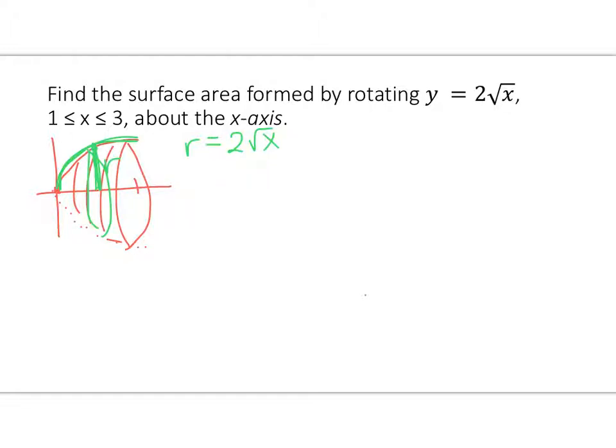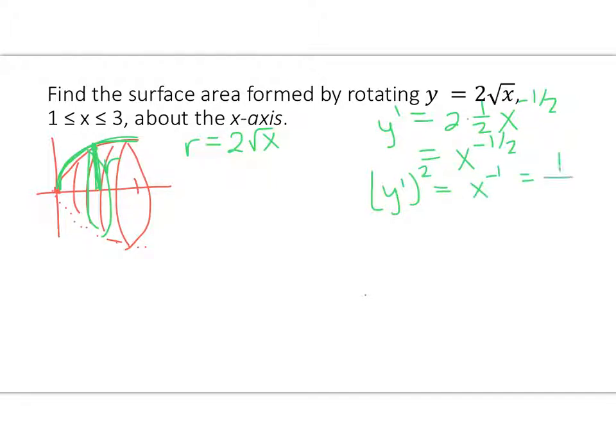So to get my arc length, the first thing I need to do is take my derivative of the curve, so that's just going to be 2 times 1/2 x to the negative 1/2, so that's just x to the negative 1/2. Then I need to take that derivative and square it, and I will get x to the negative first, or 1 over x.